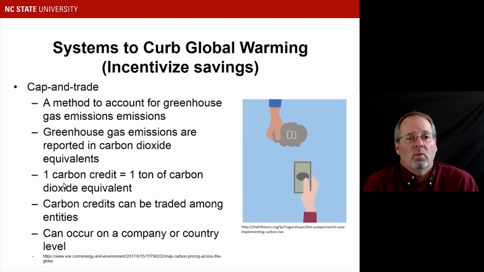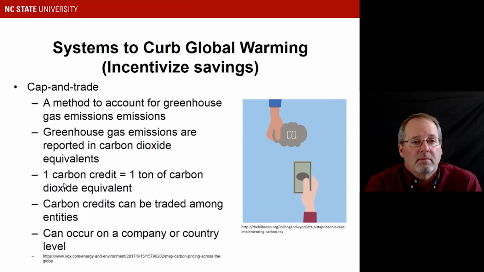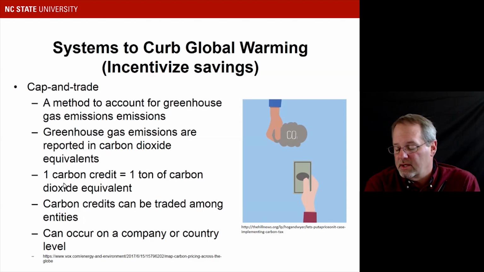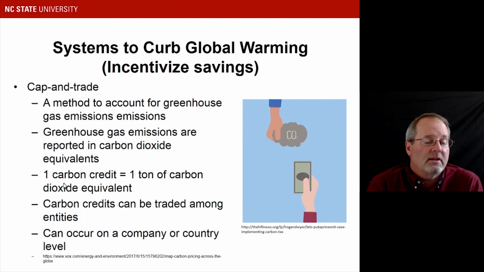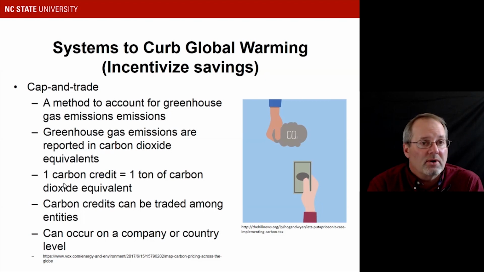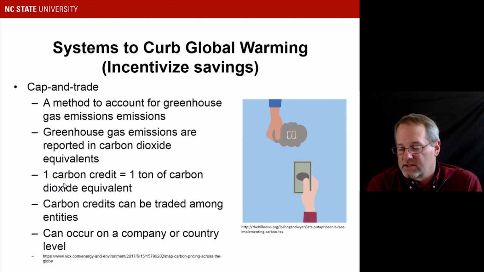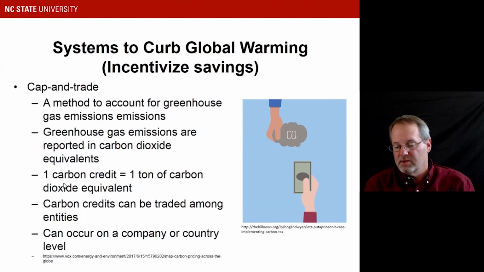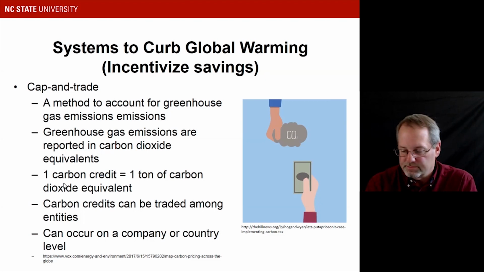So basically, one company that might have a lot of greenhouse gas emissions might purchase from another company the savings that other company has in greenhouse gas emissions. So basically what's happening is everyone is agreeing that they will only emit a certain amount of greenhouse gases, and those that do emit more have to kind of pay those that save more, so that the net is not an increase in greenhouse gas emissions. This can occur on a company or country level.